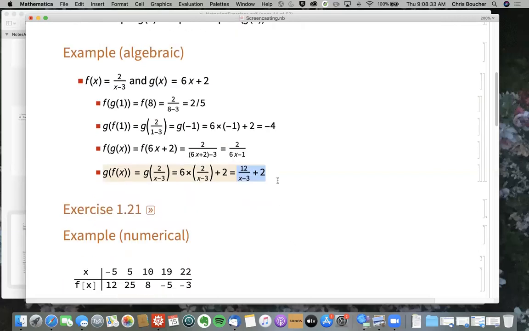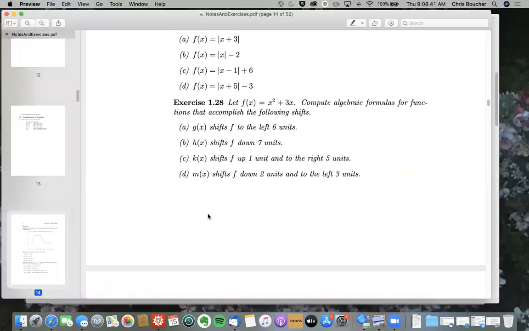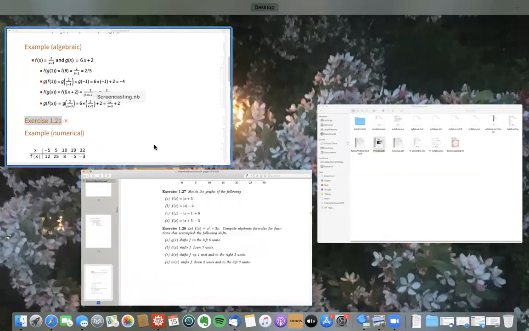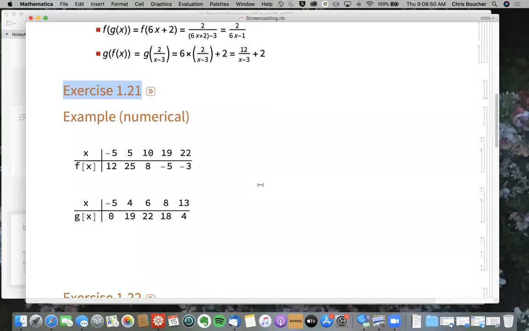Okay, so let's look at a couple of other examples. Again, there are some exercise solutions here. These exercises come from the notes and exercises document, this one right here. I will open these up in the notes I post, but I'm going to skip over them in the screencast and just look at these other examples.